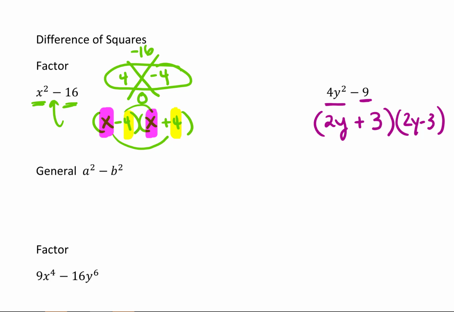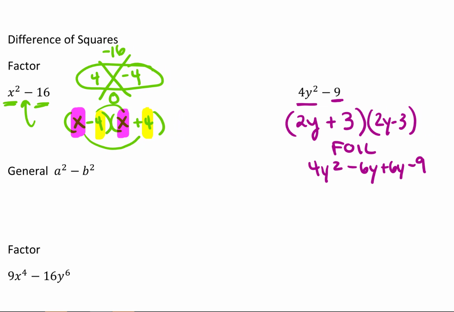If you want to double check your work, go ahead and FOIL. 2y times 2y is 4y squared, outer -6y, inner +6y, and last -9. Then we're back to the original question, so that means that our factoring is done properly.